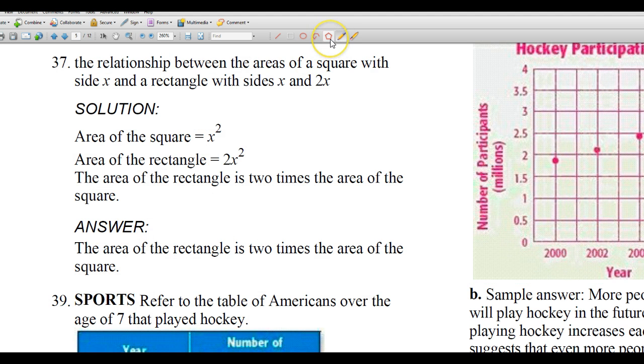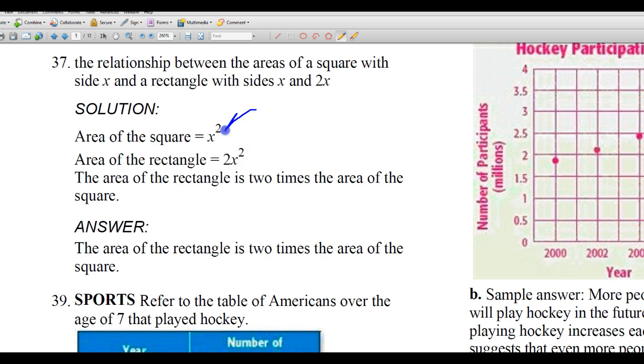Number 37, the relationship between the areas of a square with side x and a rectangle with sides x and 2x. So to get the area of a square, we square a side. So the area of the square would be x times x, or x squared. To get the area of a rectangle, we multiply length times width. So the area of the rectangle would be 2 times x squared, or 2x squared.